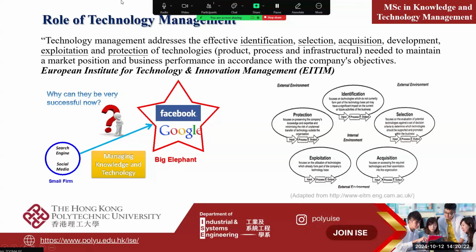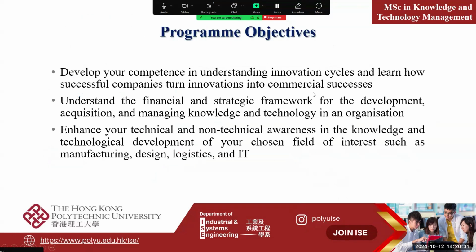So these four circles, I hope that you understand: identification, selection, acquisition, exploration. This is a very important thing. The students will learn how to manage this information. So this program helps to develop your competence and understanding to manage the innovation cycle.